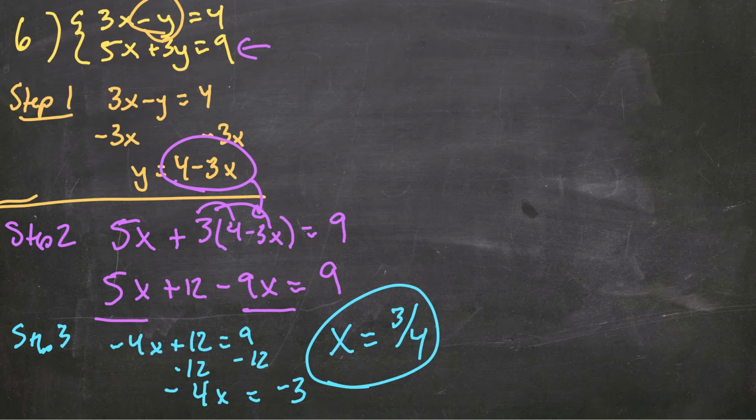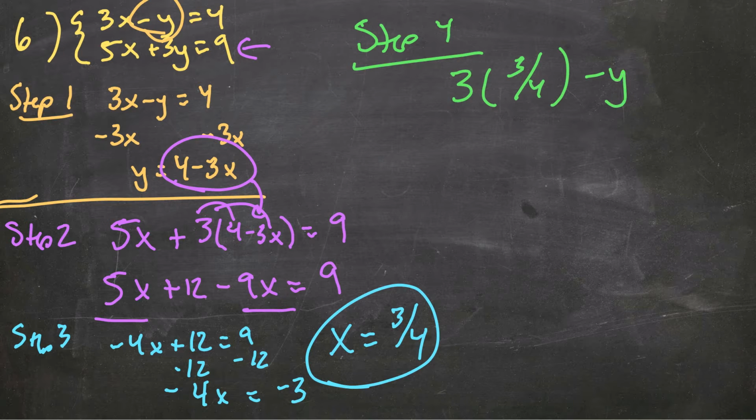So now I move on to step 4. Well, step 4 says I'm going to take that 3/4. I'm going to plug it into the top equation. So I'm going to say 3 times 3/4 minus y equals 9. I get 9/4 minus y equals 9.